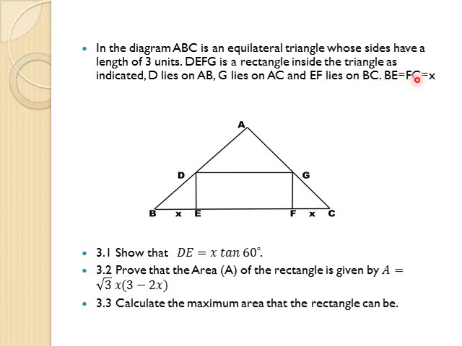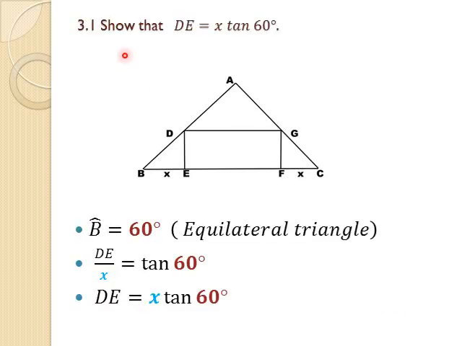PE equal FC equal x. So there PE and FC are both x. So questions asked, can we first show that this line DE equal x tan 60? Then we have to prove that the area of this rectangle can be given by A equals square root 3 x times (3 minus 2x). And then we have to calculate the maximum area of the rectangle. So without further ado, show that DE equal x tan 60 degrees.